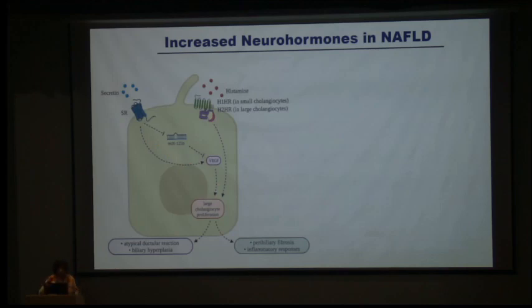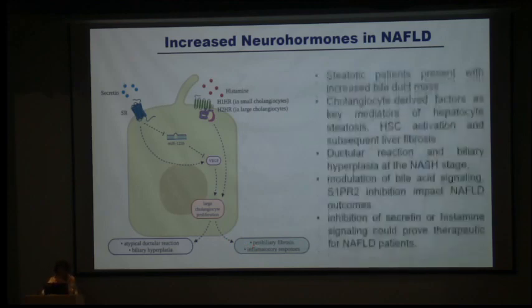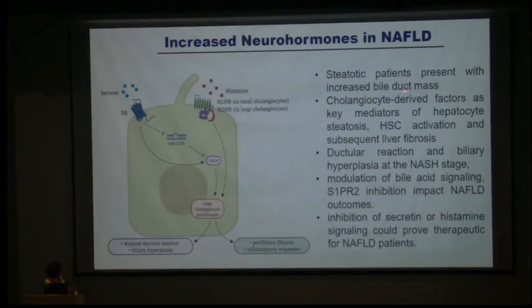I must say that this whole story also shuffles between the small cholangiocytes and the large cholangiocytes. NAFLD is more of the large cholangiocyte story, and this large cholangiocyte proliferation causes the peribiliary fibrosis and inflammatory responses. I will go with this: the steatotic patients present with increased bile duct mass, and they have shown cholangiocyte-derived factors as key mediators of hepatocyte steatosis and HSC activation.